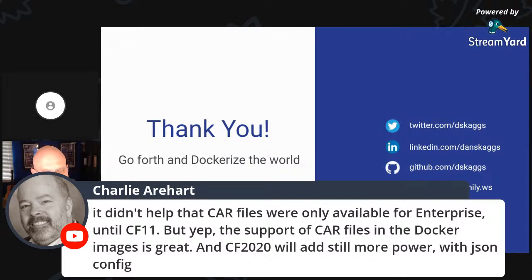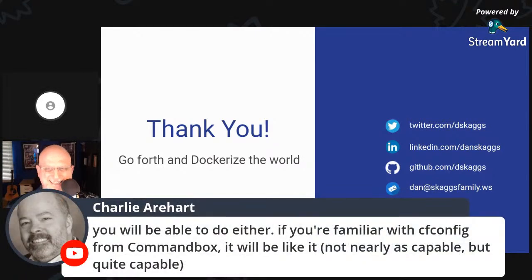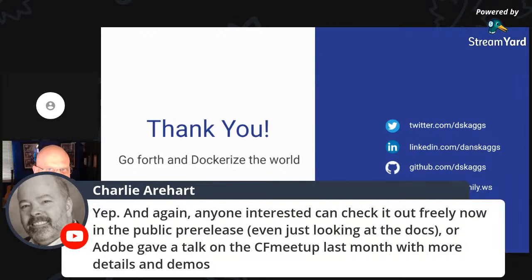And I threw in there that CF 2020 will add still more power with JSON configuration, to which Adam replied, is CF 2020 shifting config from those awful XML files to JSON? And I said, no, you'll be able to do either. If you're familiar with CF config from CommandBox, it'll be like it, not nearly as capable, but quite capable. Yeah, correct. And under the hood, it actually still uses those XML files, I think, but it uses the JSON in place of the CAR file that I showed here to hydrate those setting changes that you want to reapply.